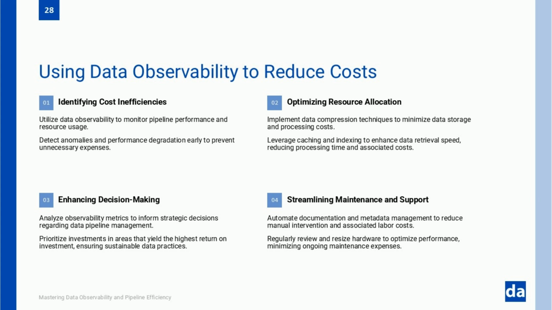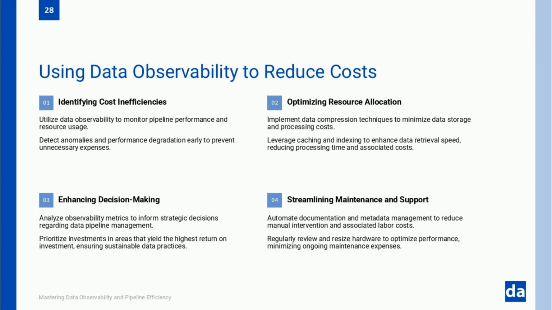2. Optimizing resource allocation. Compression, caching, and indexing. These are not just buzzwords, but tools to minimize storage and processing costs. Enhance data retrieval speed, saving both time and money. By reallocating resources more effectively, you ensure no dollar or byte is wasted. 3. Enhancing decision-making. Leverage your observability metrics to pinpoint where to invest for maximum ROI. Inform strategic decisions to ensure long-term sustainability in your data practices. Ask yourself, are you investing where it matters most?